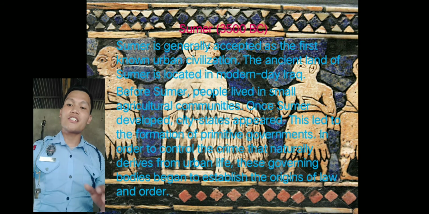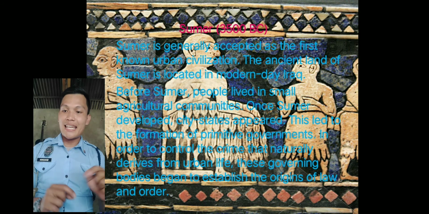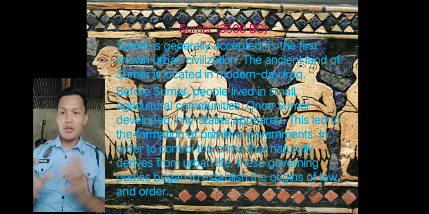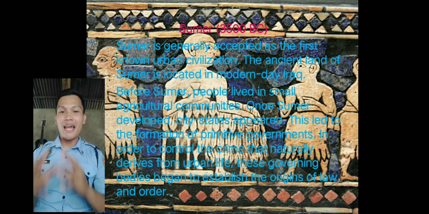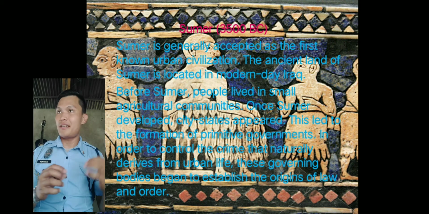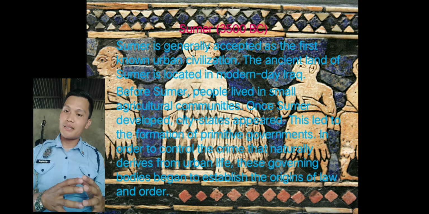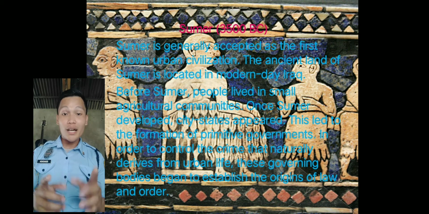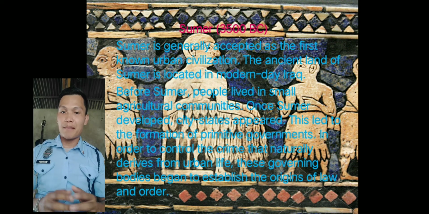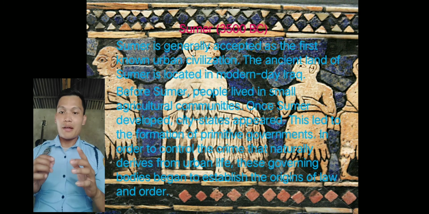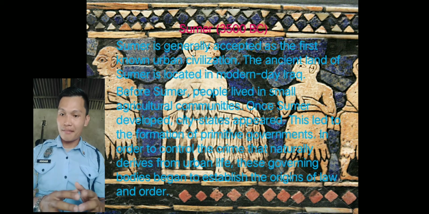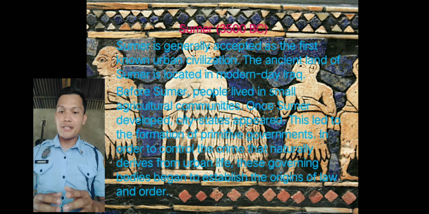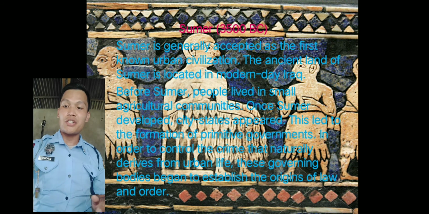Before Sumer, people lived in small agricultural communities. When you talk about agricultural communities, it is where they grow plants, vegetables, and they have animals, chickens like that. And then once Sumer developed, city-states appeared. This led to the formation of primitive governments in order to control the crime that naturally derives from urban life. These governing bodies began to establish the origins of law and order.